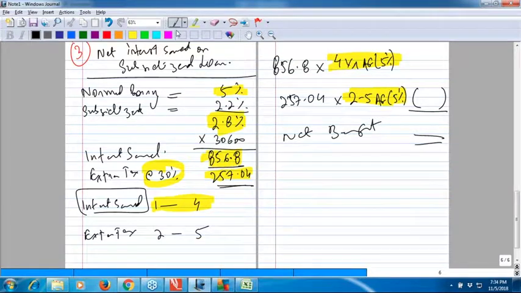Okay, one of them is 3038, and the other one is 868. If we sum this up, it would turn out to be 2170.